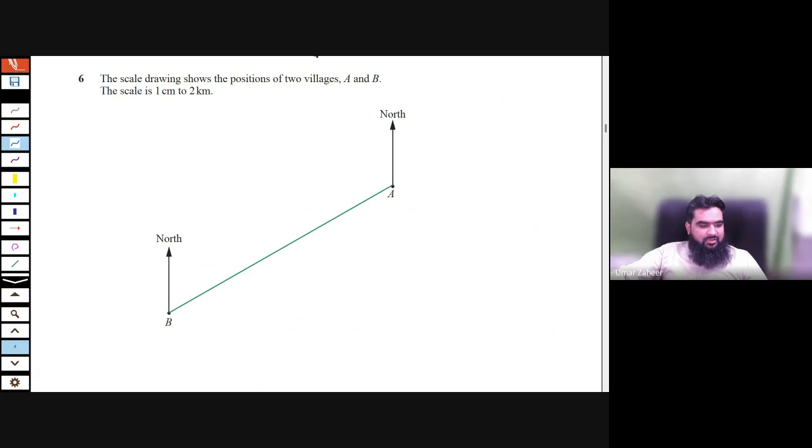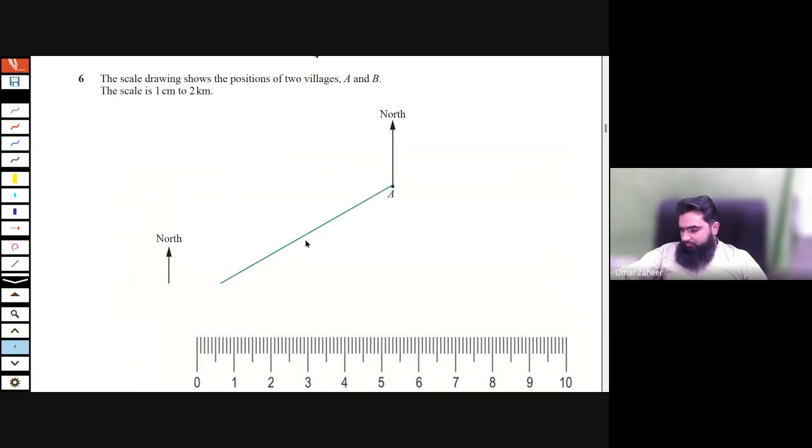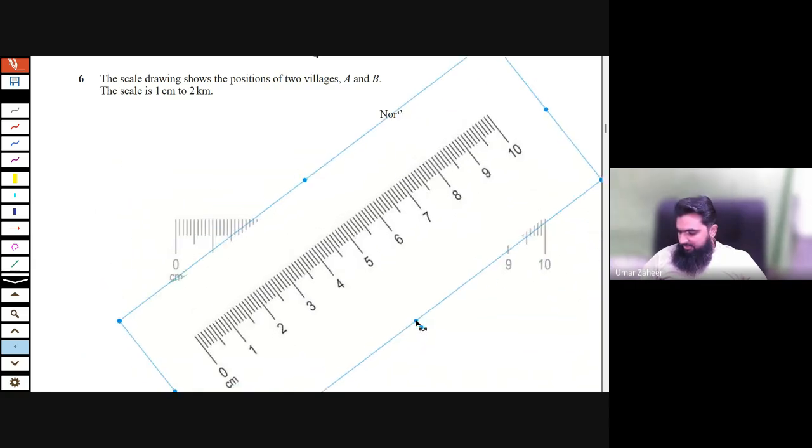Here, obviously, I'm going to get a little different value that will not be matched from the mark scheme. But still, I just want to tell you how to find it. Now, let's say this is a scale. I'm going to find the length, okay?